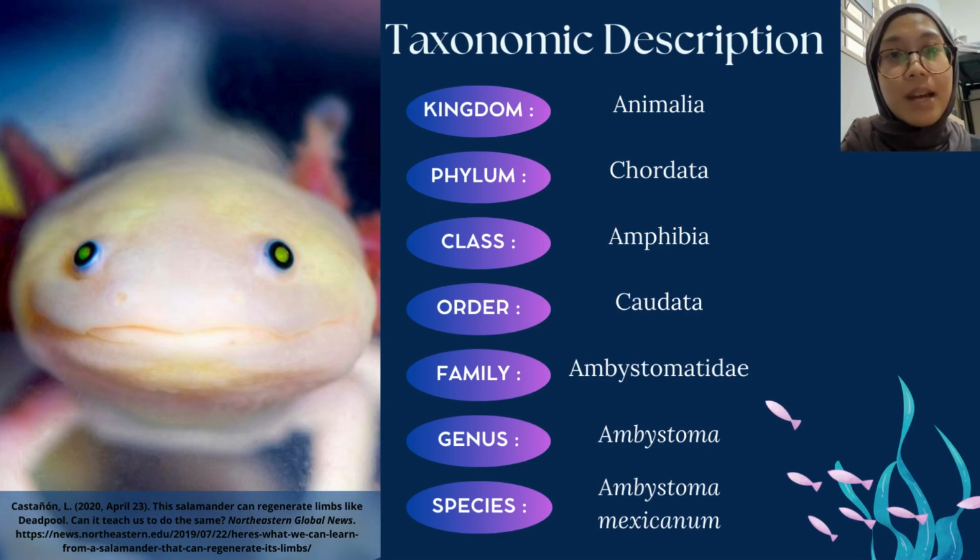Within the class Amphibia, axolotls are part of the order Chordata. Axolotls belong to the family Ambystomatidae. Within the family Ambystomatidae, axolotls are classified under the genus Ambystoma. Finally, we reach the species level, which is Ambystoma mexicanum, commonly known as the axolotl.